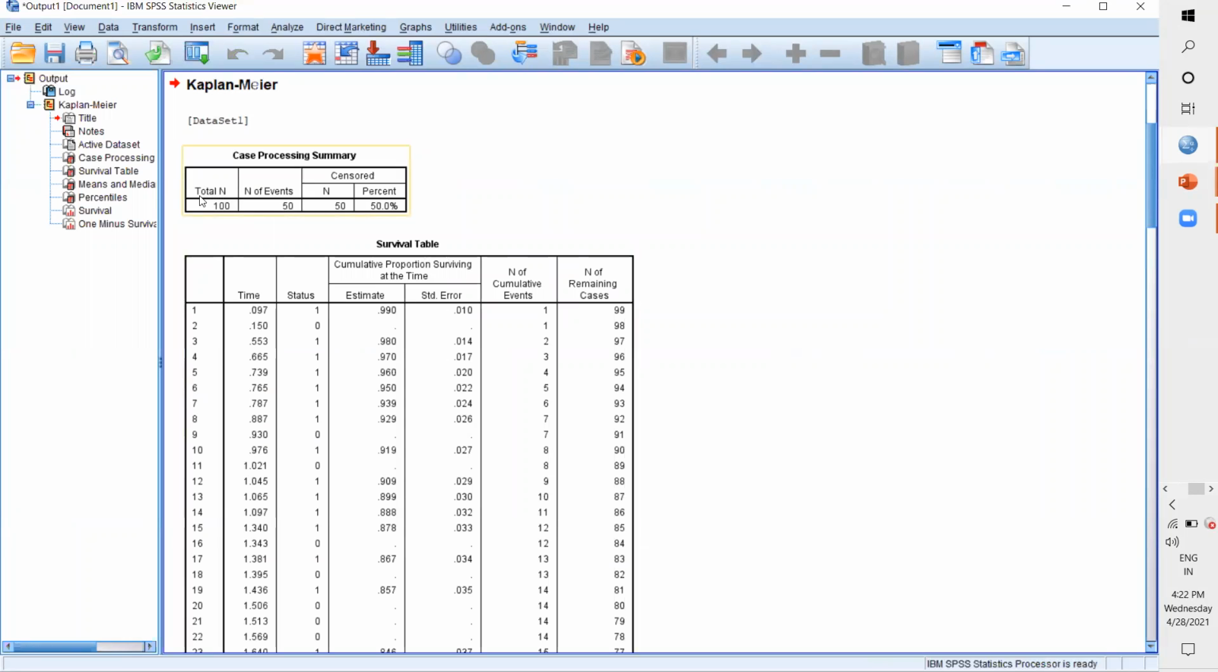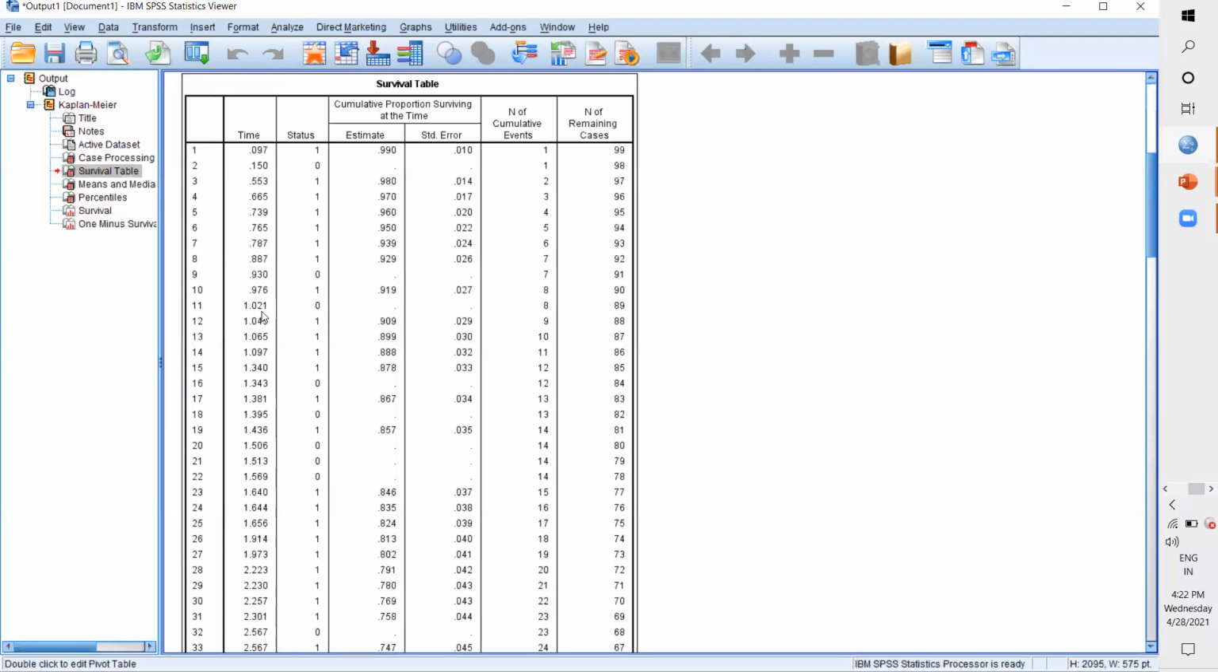So we know that the total number of patients is 100, the number of events is 50, and the number censored is 50%. So 50 of them experienced the event, 50 of them did not experience the event, but all these 50 did not complete the 5-year follow-up. Some of them we lost to follow-up in between. So at time 0, the survival was 1, but the first event happened at time 0.97. So it was very quick.